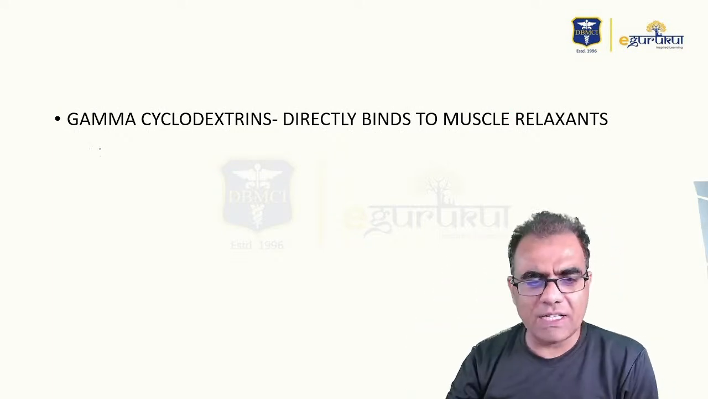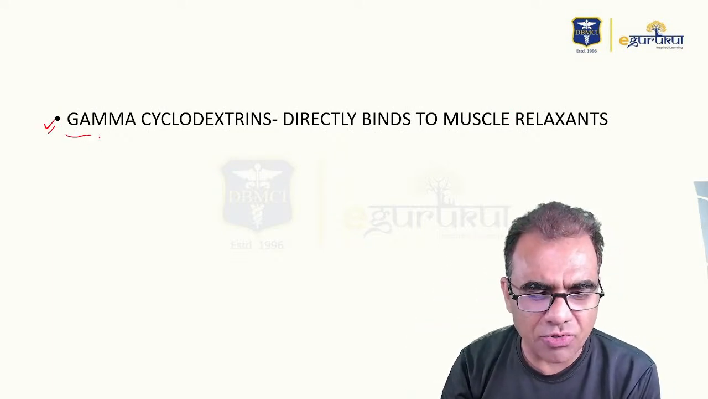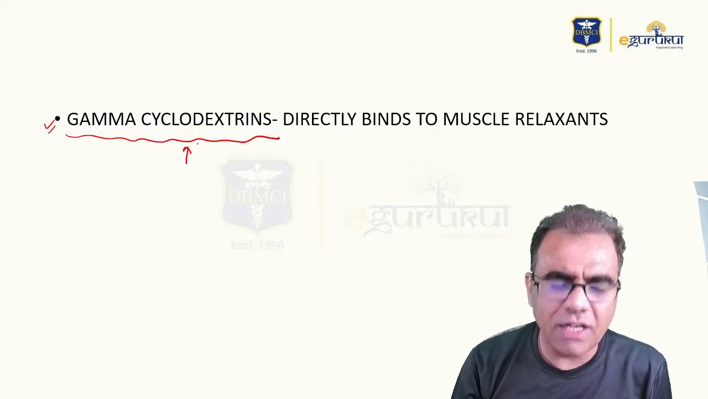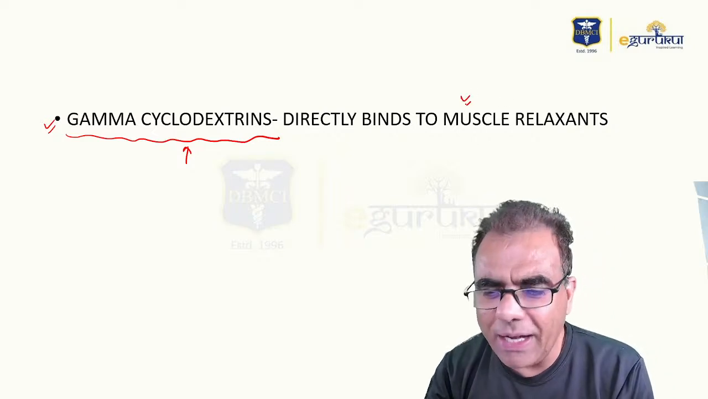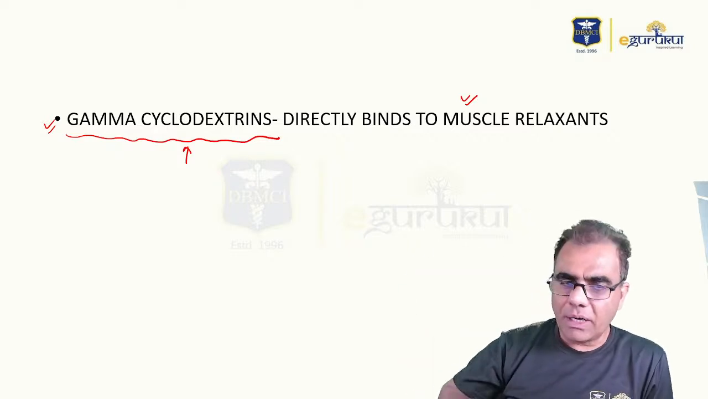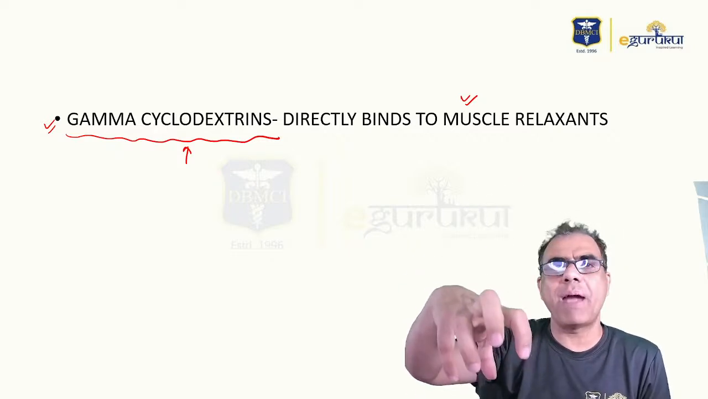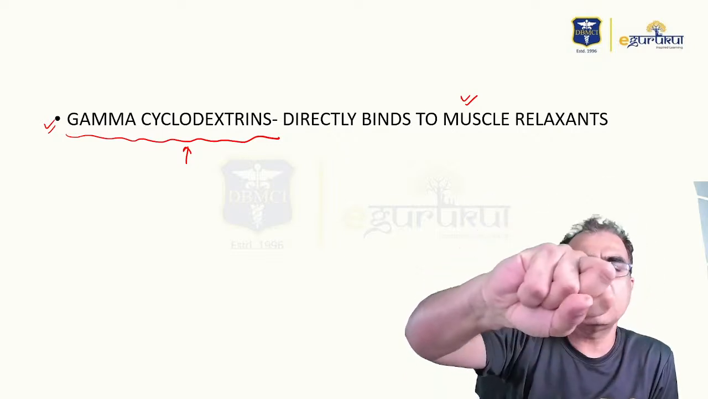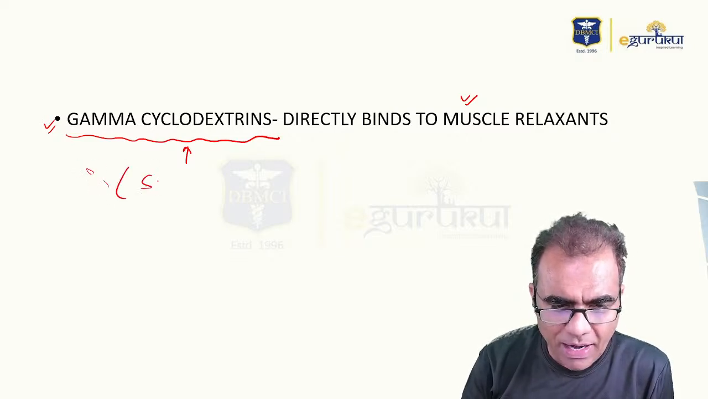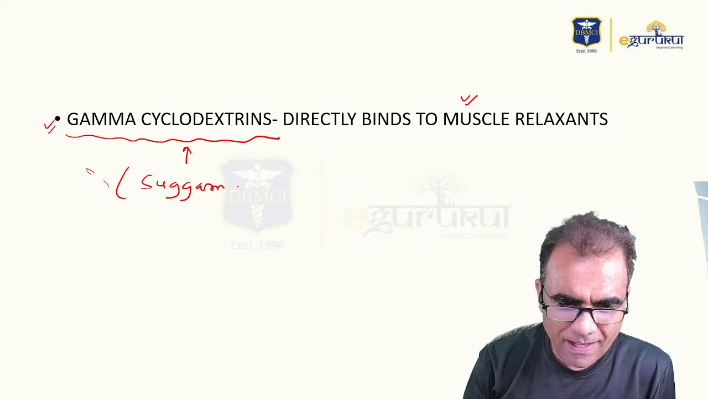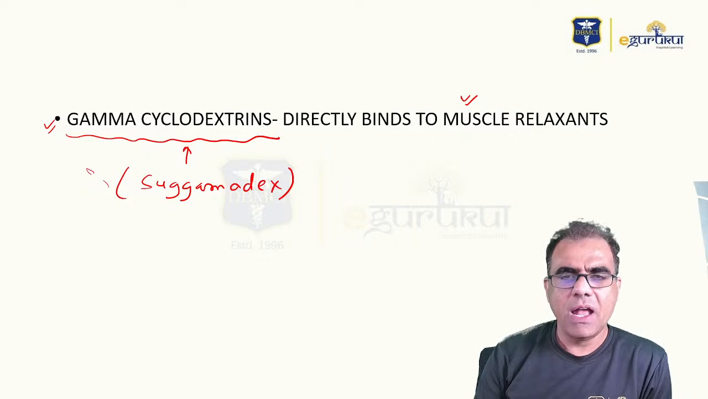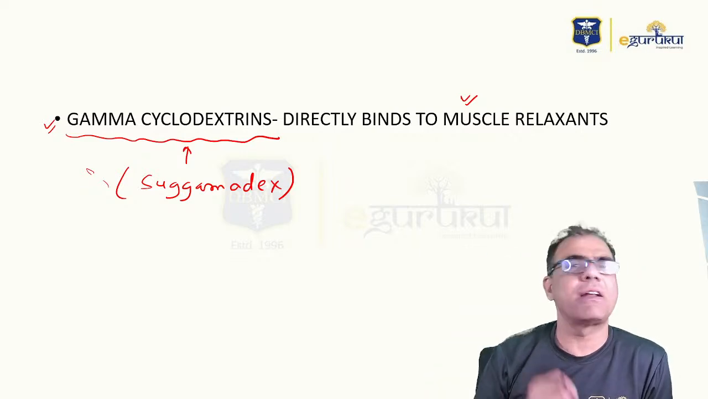Another reversal agent which can be used is gamma cyclodextrins. Gamma cyclodextrins are another group of reversal agents which directly bind to the muscle relaxant. Neostigmine acts indirectly by increasing acetylcholine. But these gamma cyclodextrins just act like a magnet. They will just bind to the muscle relaxant and deactivate it. Gamma cyclodextrins are available under the brand name Sugammadex. They directly bind to the muscle relaxant and reverse it.